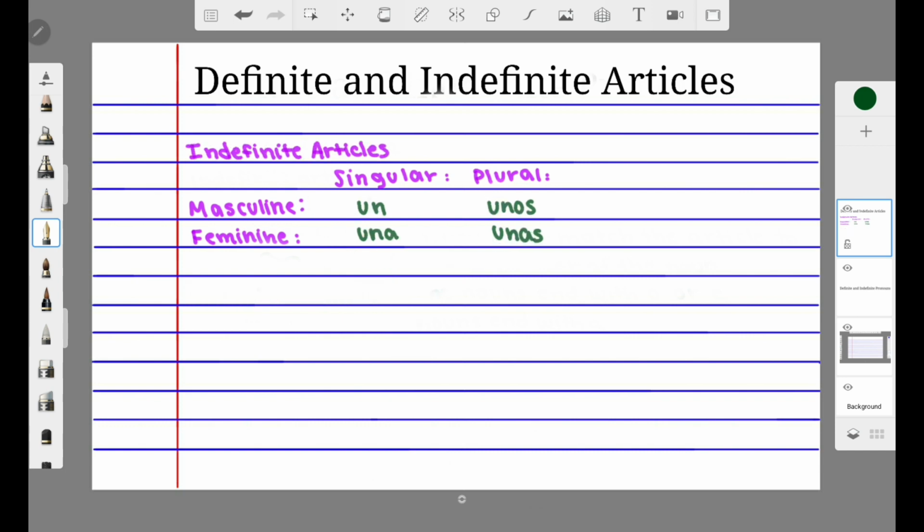Alright, now let's talk about indefinite articles, and this is the "a" or "an." If your noun is masculine and singular, it's un. Masculine and plural, unos. So this would be like "some," rather than specifically "a," because "a" usually signifies just one of them. Then feminine singular would be una. Feminine plural would be unas. Same thing, this is also like your "some."